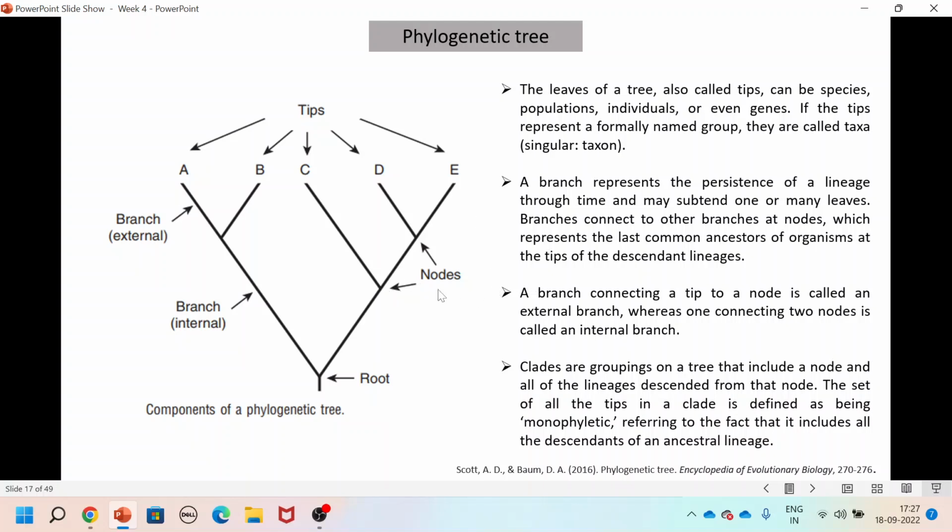So basically a branch connecting a tip to a node is called an external branch, as we can see here, and a branch which connects two nodes is called an internal branch.